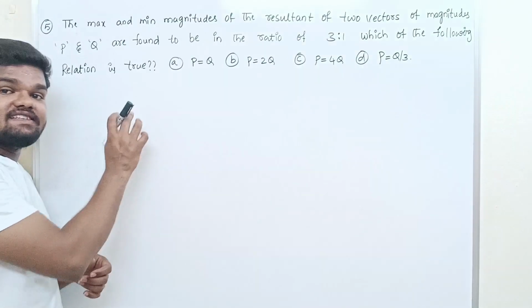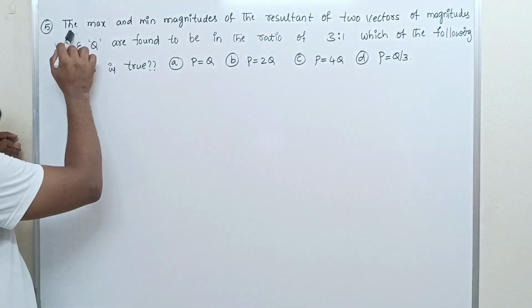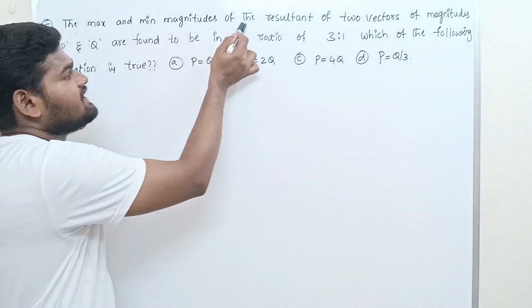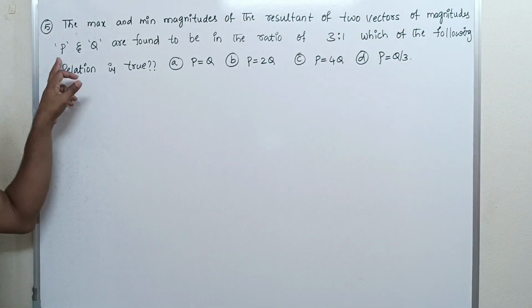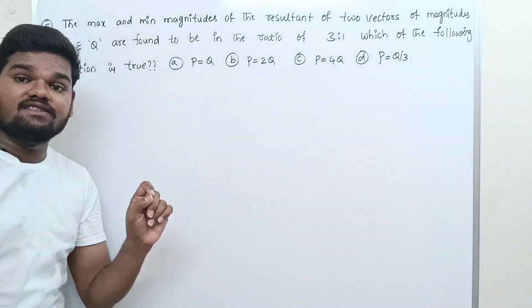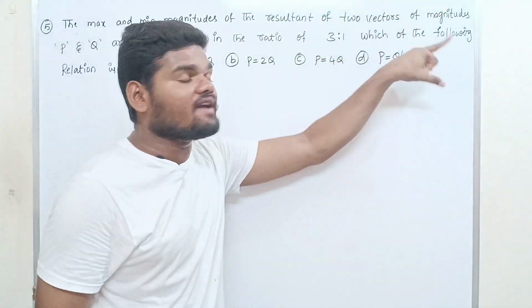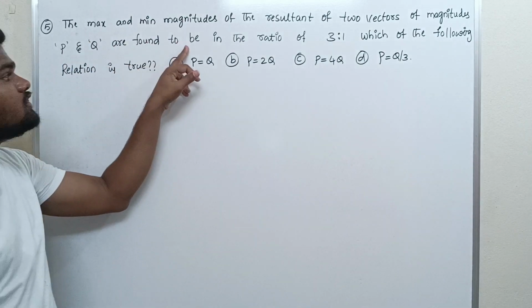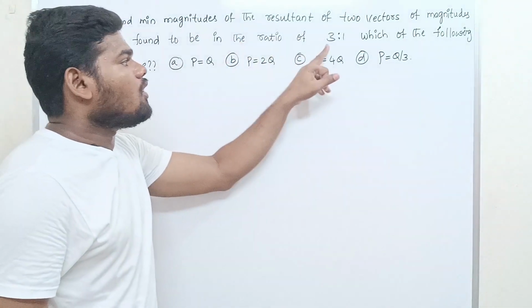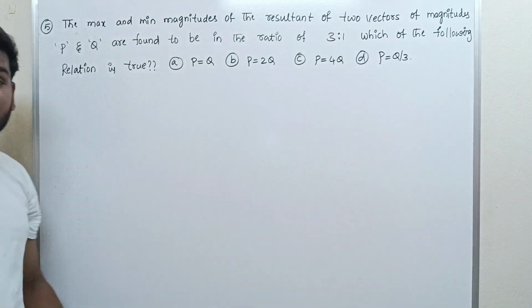Right. So this is the given question. What they are given? Have a look. The maximum and the minimum magnitudes of the resultant of two vectors of magnitudes P and Q are found to be in the ratio of 3 is to 1. Which of the following relations is true?